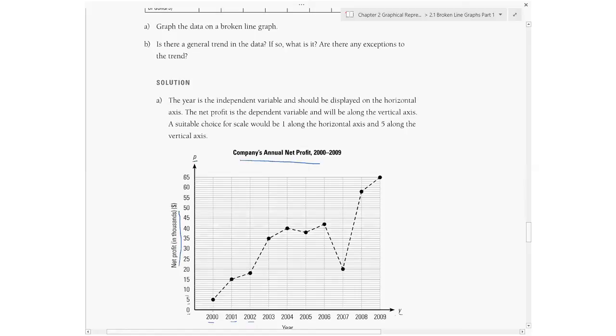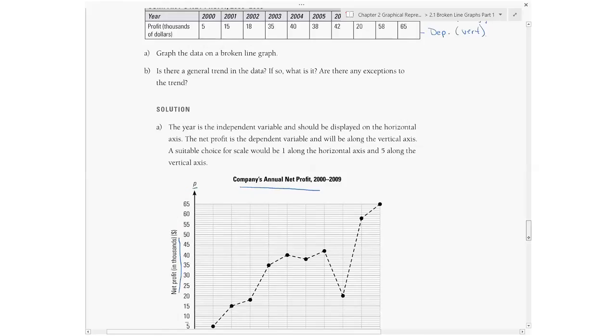So in 2000, there was 5,000, so they plot it there. In 2001, there's 15,000, so we put our point there. 2002, so we go to our next year, it's 18,000, so 15, 16, 17, 18, right there. Next year, it went up to 35, so we find where they meet, 40, and then 38, 42, all the way down to 20, all the way up to 58, and then up to 65.